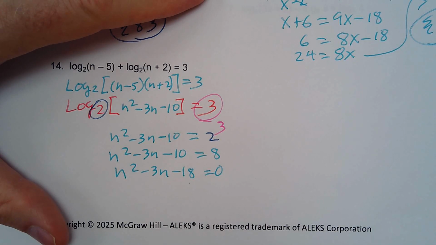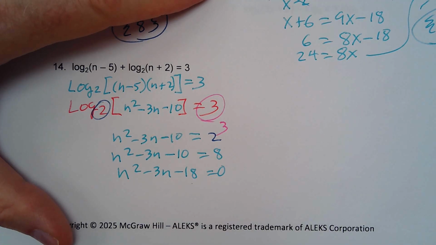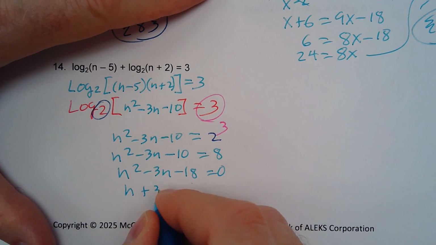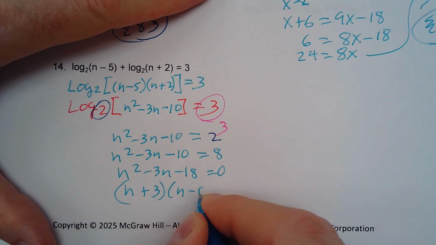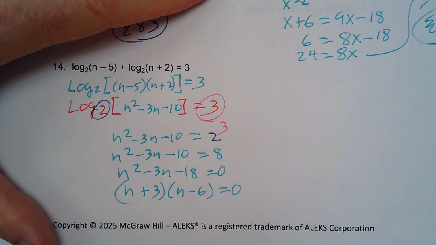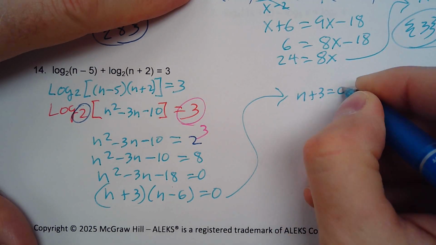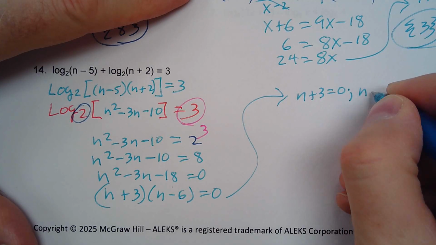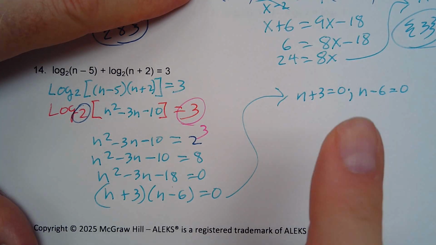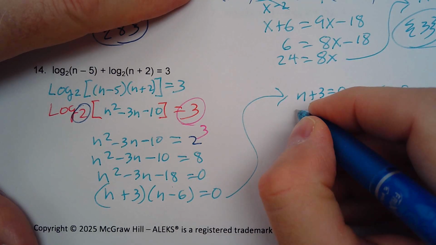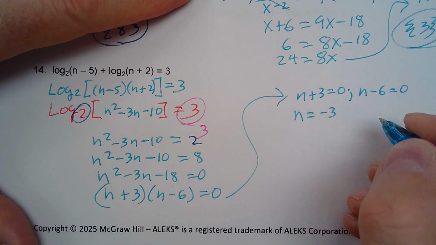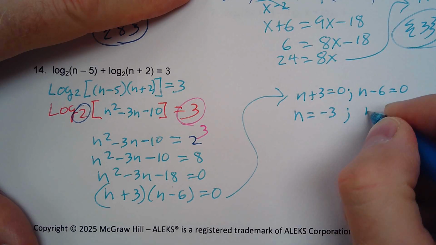And now you look for factors of 18 that add up to negative 3. So I want to use 6 and 3 with the 6 being negative. So it'd be n plus 3 times n minus 6. Bring it up over here. I'm going to set each of those factors equal to 0 and solve. So here I'll need to take away 3 from both sides. Here I'll need to add 6 to both sides.